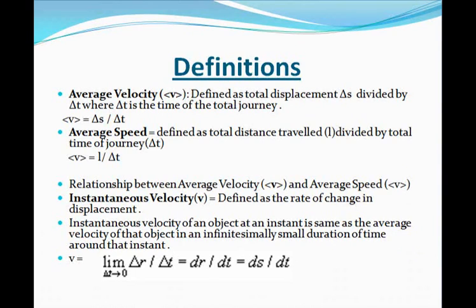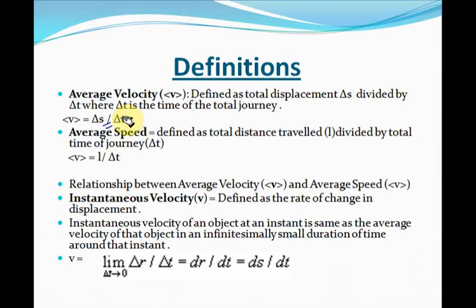Now let's define average velocity. Average velocity is defined as total displacement divided by the total time of journey. So if total displacement is delta s and delta t is total time of journey, then the average velocity will be defined as delta s by delta t. Average velocity is a vector quantity because delta s, which is displacement, is also a vector quantity, and we are multiplying a vector quantity by a scalar quantity which is 1 by delta t.